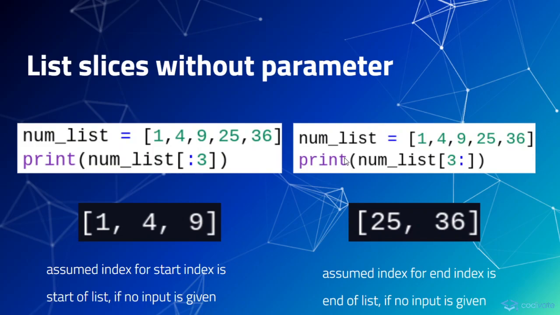Similarly, if we leave the end index blank, it will assume the end of the list. So we'd start at whatever the start index that's inputted is, and end at the end of the list. So here, we start at the 3rd index position, 0, 1, 2, 3, 25, and we take the slice of the rest of the list, which gives us 25 and 36.